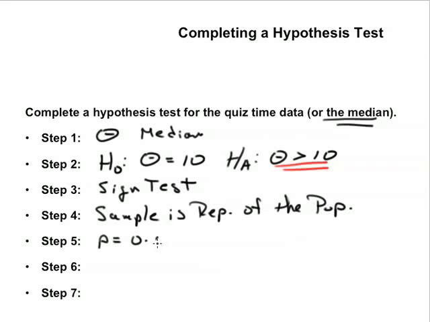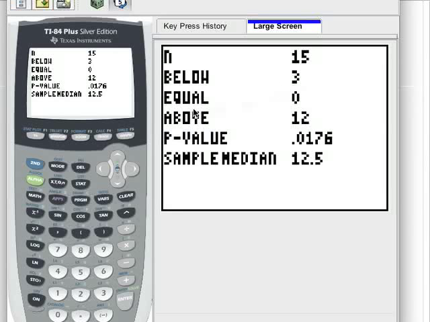So going back to my screen here, I'm going to say the p-value equals 0.0176. And also, like I said, you should list n equals 15, and all the other information that's there: the number below, the number equal, the number above. Because what the sign test does is it looks to see how many values are above or below the null median, and it uses a binomial distribution to actually calculate the probability of that occurring. So all this information is useful in terms of me trying to give you partial credit.